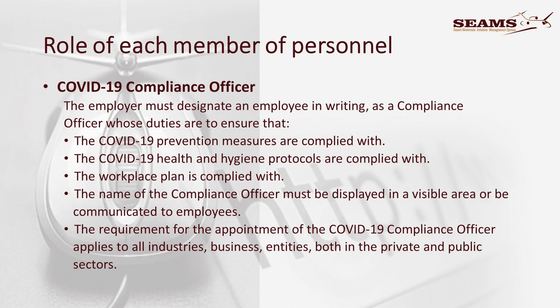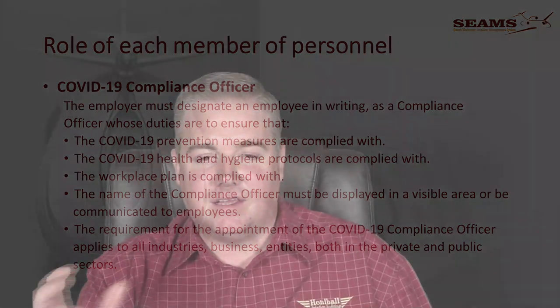Most important here is you have to have a COVID-19 compliance officer. So this is a go-to person. This is the person that must make sure that all the COVID-19 regulations and requirements and guidelines that have been stipulated by CAA, that we follow them. So appoint someone, preferably someone that's at work all the time, and someone that can be trusted, someone that can take responsibility.